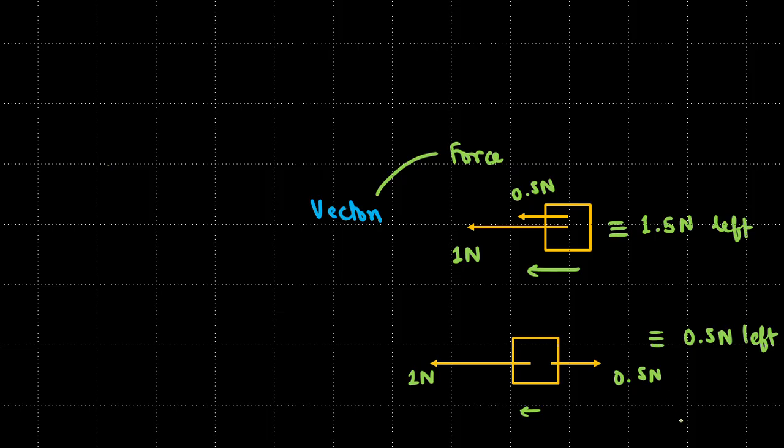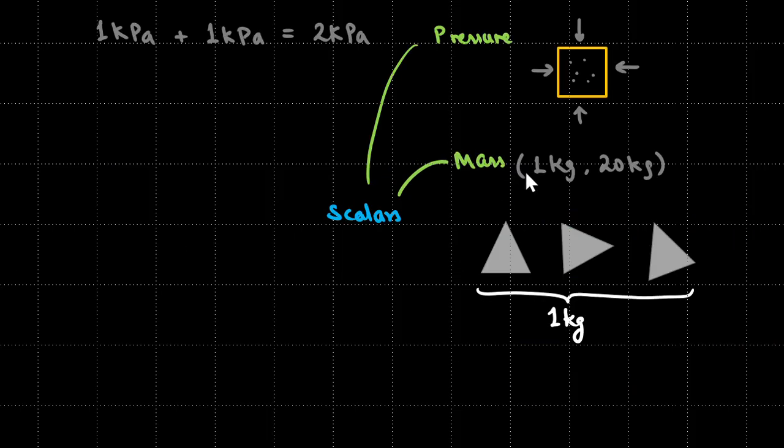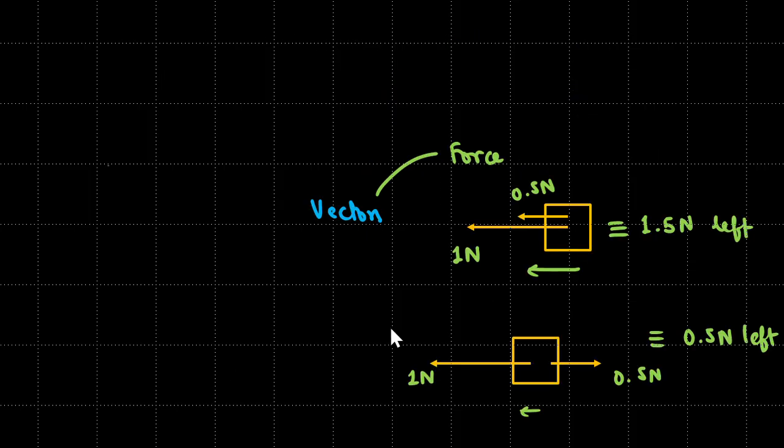And this is what I mean when we are talking about vector algebra. Even though pressure has a lot of directions, when you're adding pressure, you always get the same pressure, right? Think about it. If I have 1 kg mass and 2 kg mass and I add them up, I will always get 3 kg mass. But if I have 2 Newton force and 1 Newton force, I may or may not get 3 Newton force.